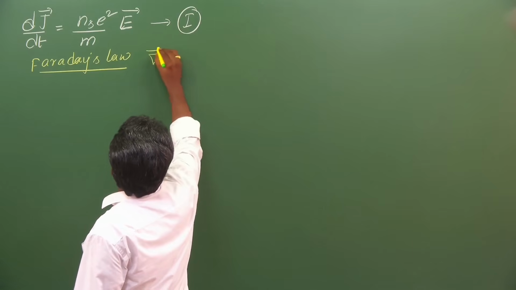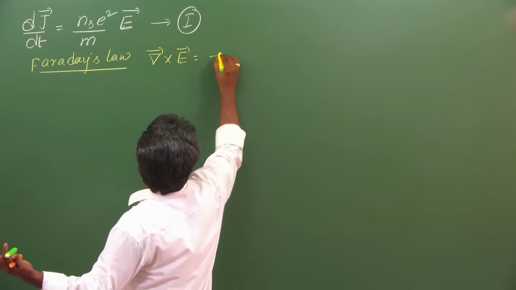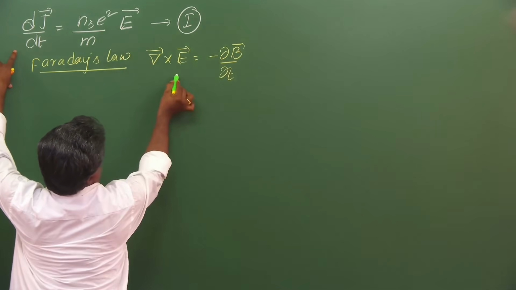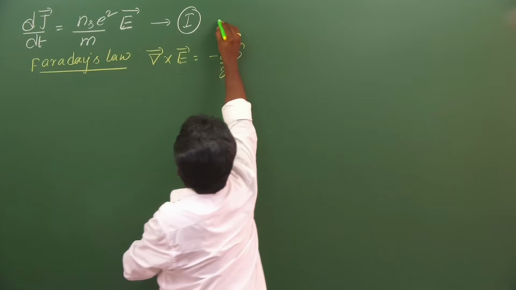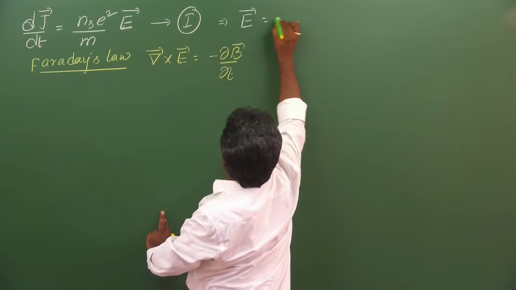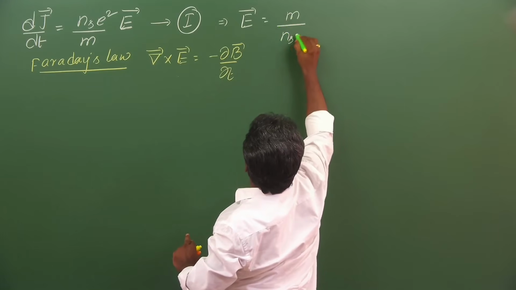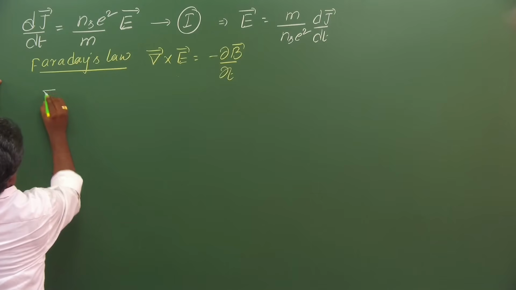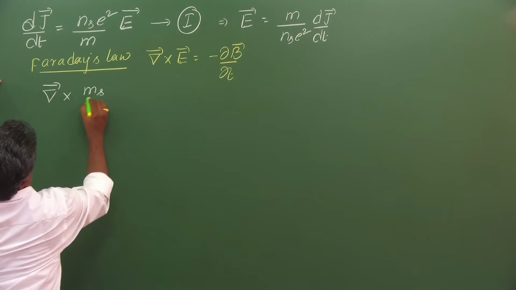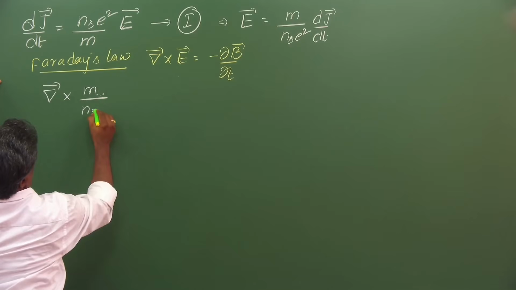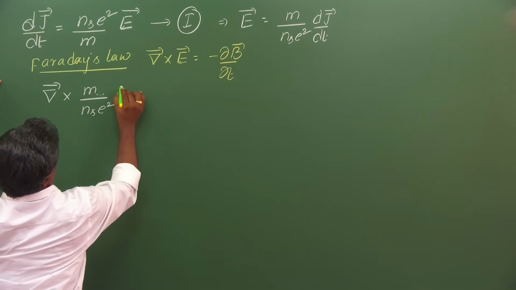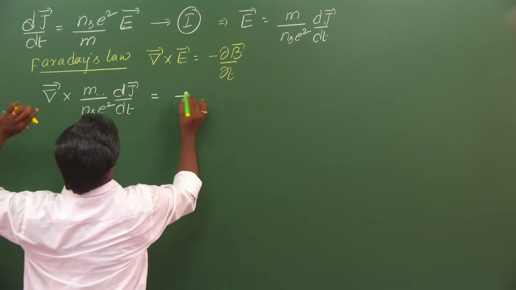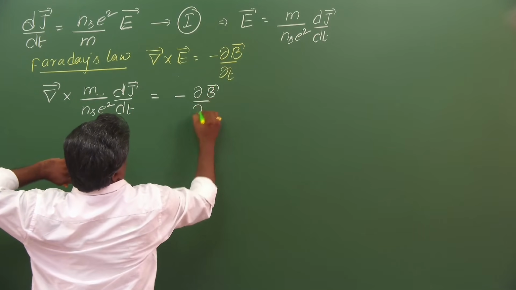Come on, say what is Faraday's law? Del bar cross E bar equal to... Cool. Can you please take this E bar and substitute here? Because E bar can be written as m by ns e square into dJ bar by dt. Now, this is del bar cross m by ns e square dJ bar by dt. This is equal to minus dou B bar by dou t.